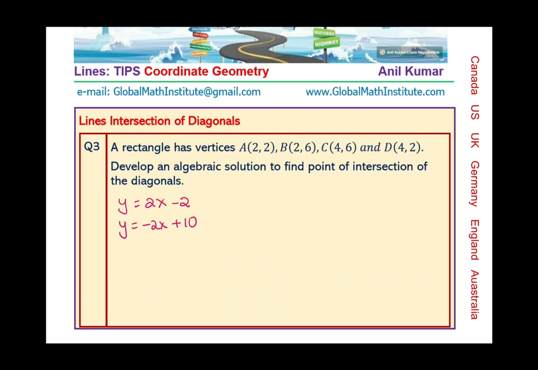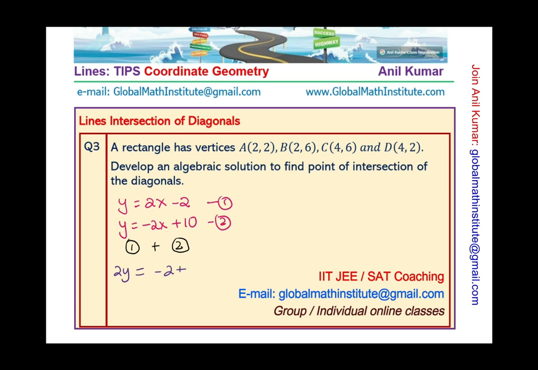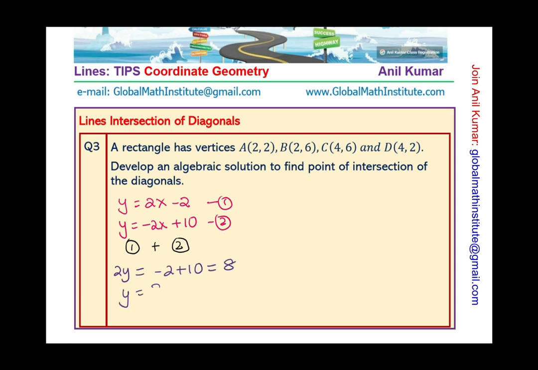So the rising line will have negative 2 as its y intercept. Now these are equations 1 and 2. If I add them up, adding equation 1 with equation 2, we get 2y. 2x and minus 2x cancel, minus 2 plus 10 is plus 8, and y equals 8 divided by 2, which is 4. So we get the value of y, correct? Which is the same as what we got before.